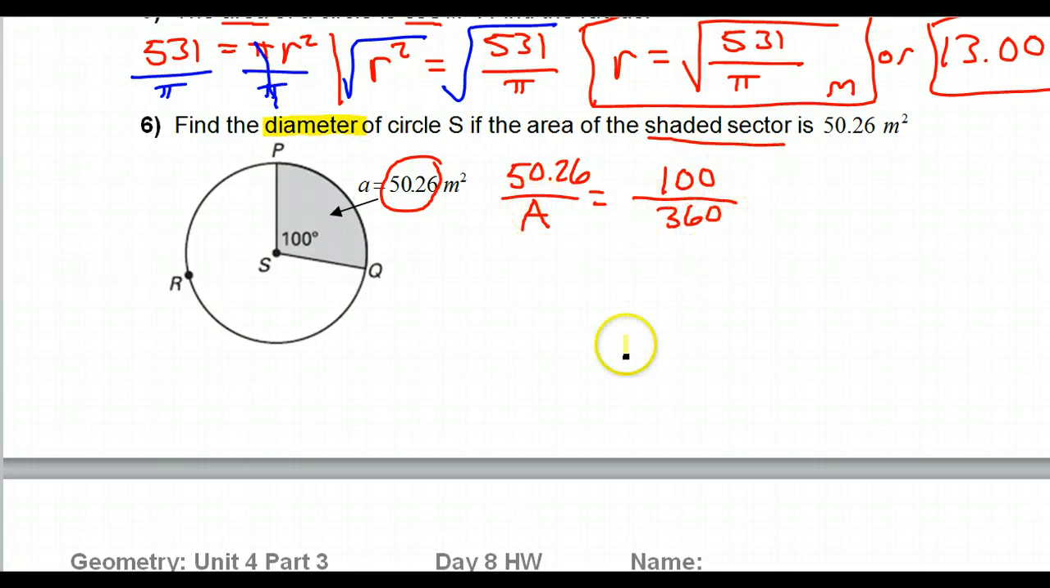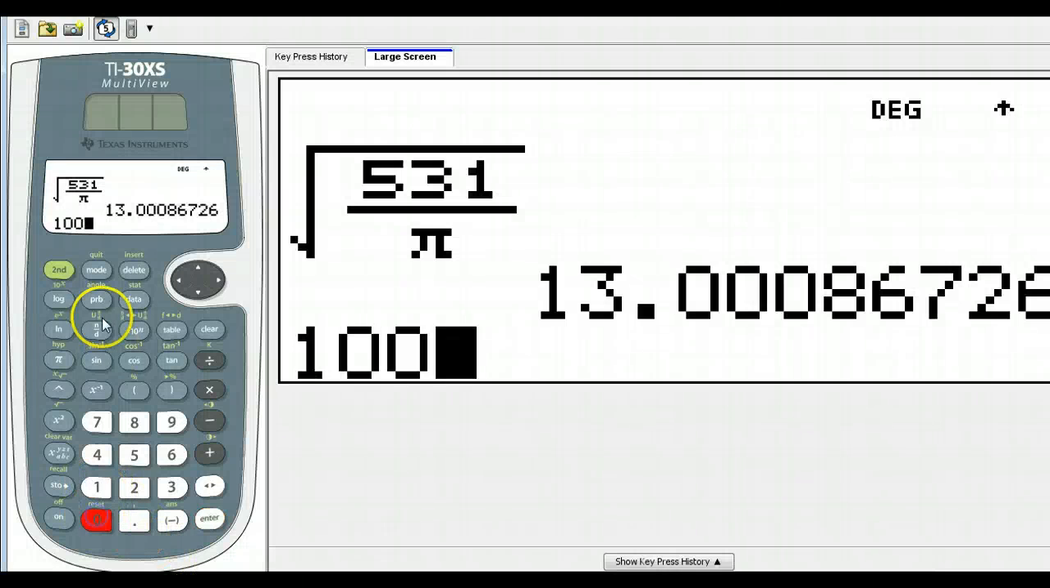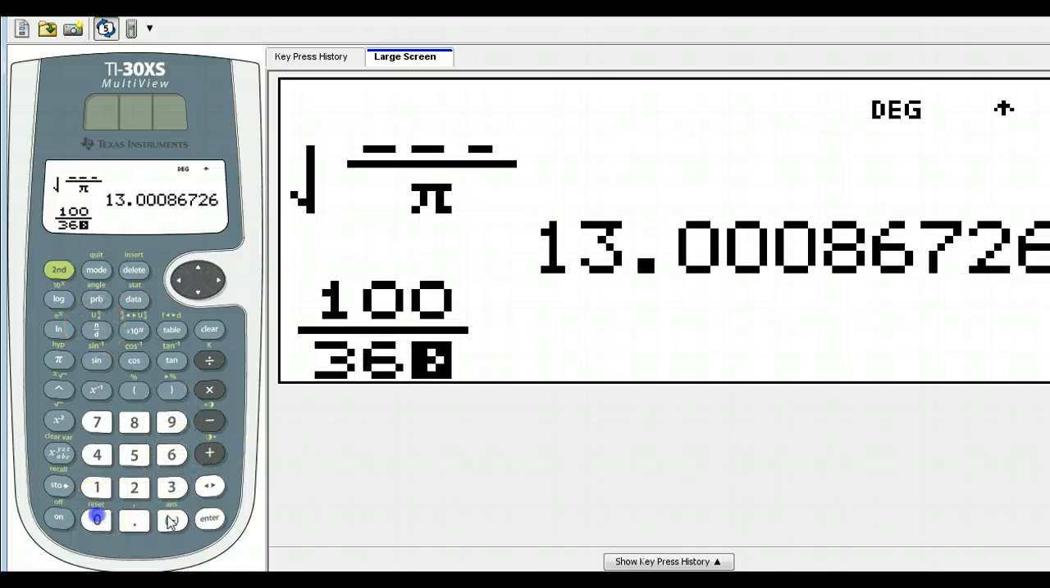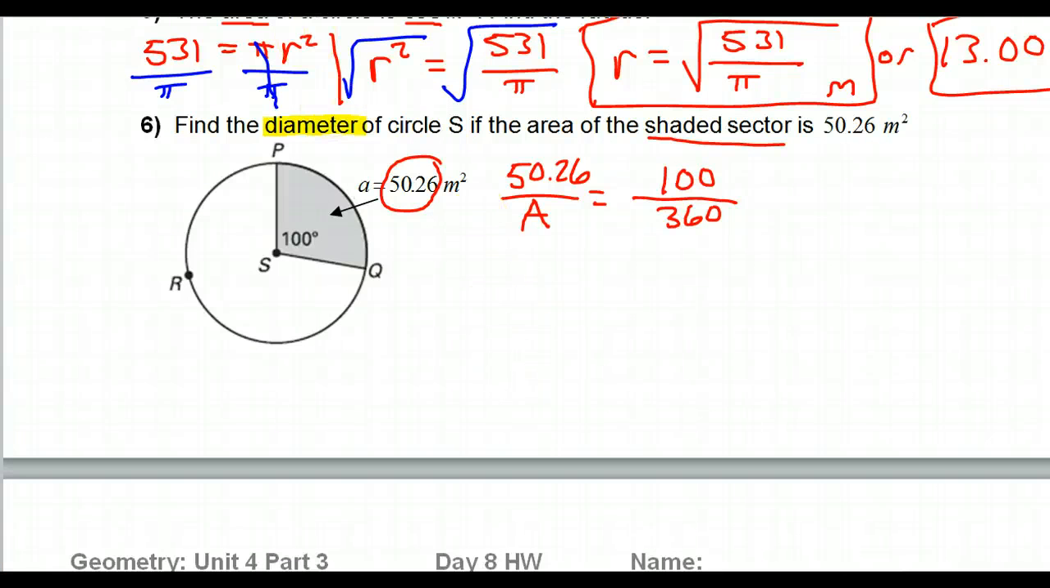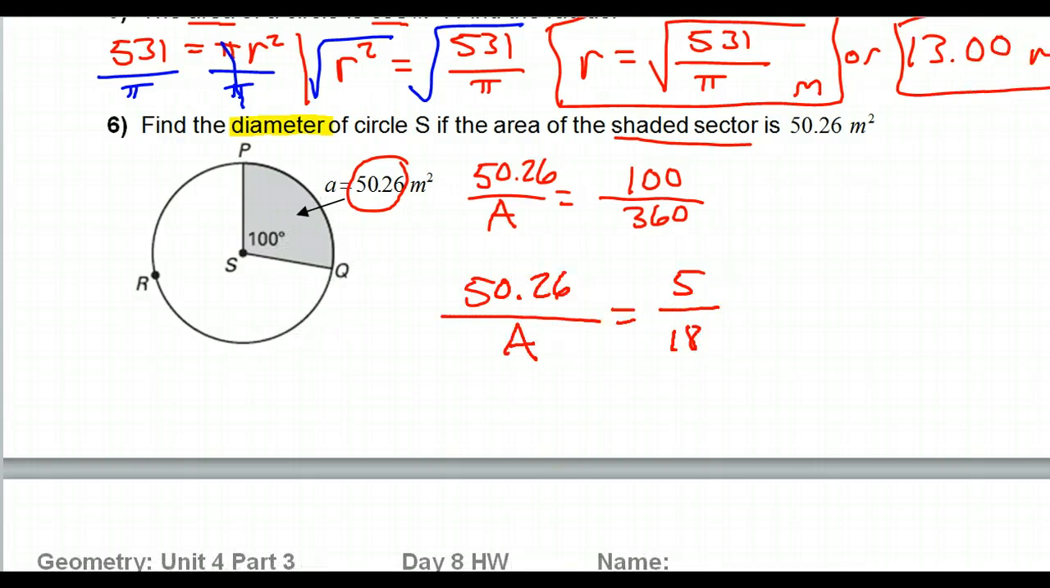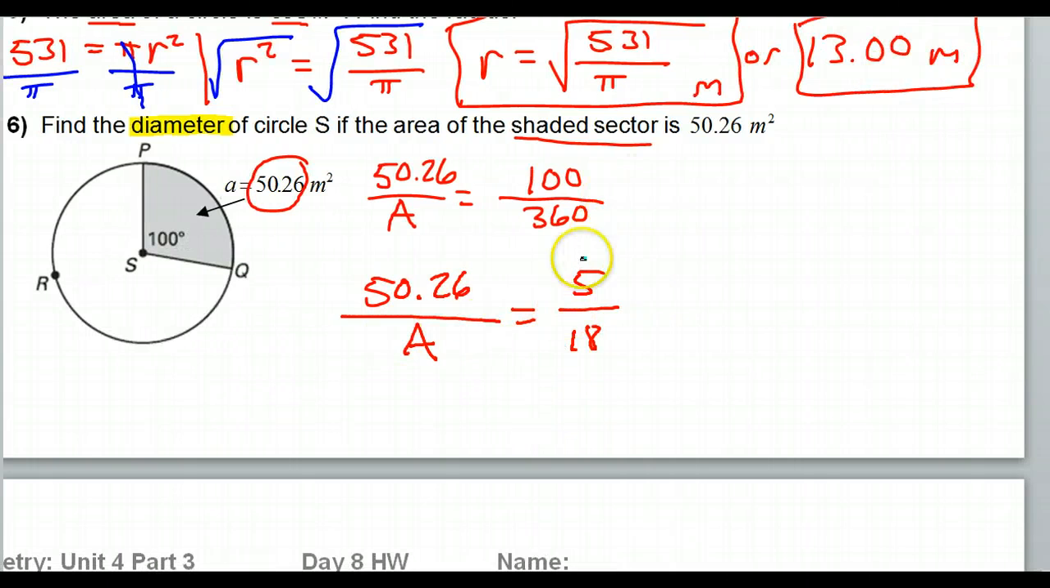So, I like to reduce this. So 100 over 360, 5 over 18. So I've got 50.26 over area is equal to 5 over 18. Time to cross multiply. 5 times A. Maybe I'll do it down here. So 5 times A is just 5A.